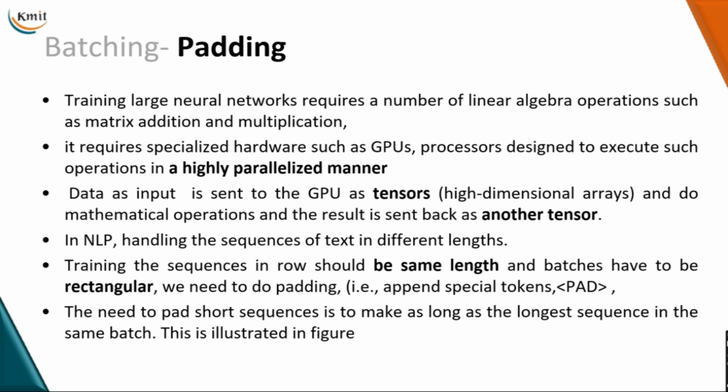So what we do initially is we take data as input and send that to the GPU as tensors, right? All of us know this. Tensors are nothing but high dimensional arrays of numbers. We send them along with some instructions as to what types of mathematical operations it needs to execute. The data is sent to the GPU as tensors, and once the operations are done, the result is sent back as another tensor.